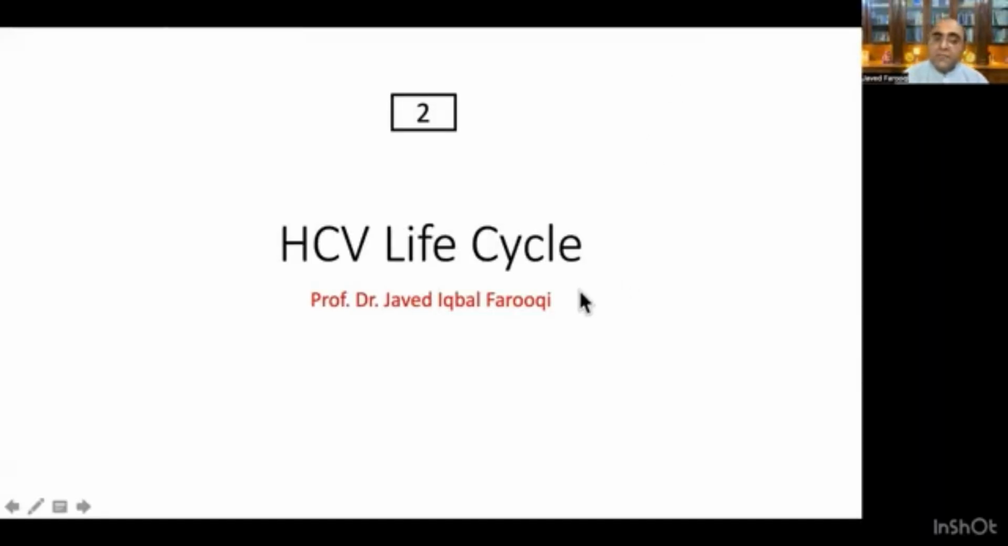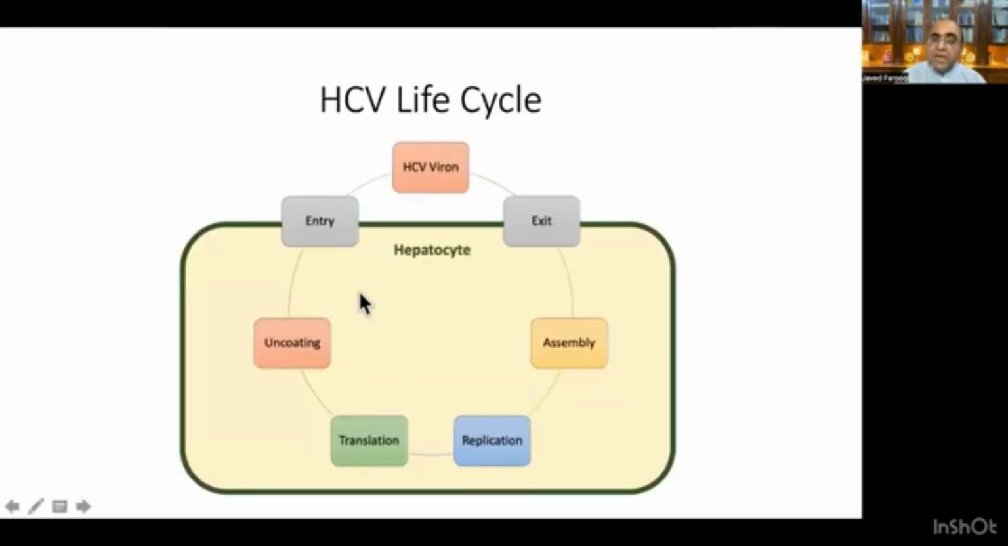So as I said, we are going to discuss the HCV life cycle in hepatocytes. This is the hepatocyte. This is the cytoplasm of the hepatocyte. We know that the hepatitis C virus resides in the cytoplasm, as compared to the hepatitis B virus, which traverses the cytoplasm and enters the nucleoplasm and resides over there. The hepatitis C virus proliferates within the cytoplasm of the hepatocytes.